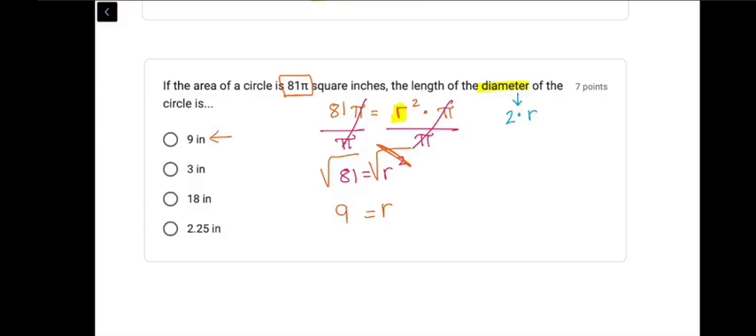Now be very careful. They do put 9 as an answer choice, but that is not the correct answer because this problem is requiring of you to answer diameter. So we go over here where we know the diameter is equal to 2 times the radius. Now that we know the radius is 9, we know that the diameter will equal 18 inches. So the answer would be C.